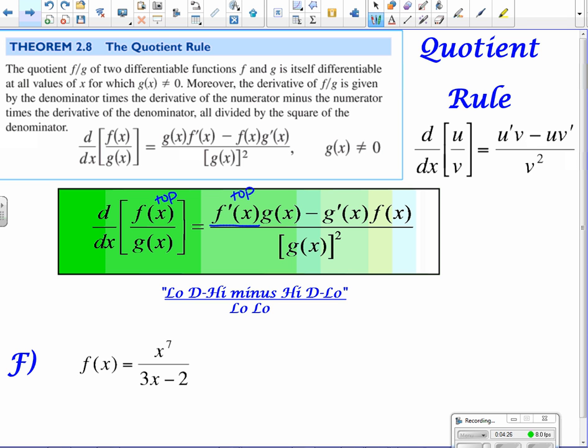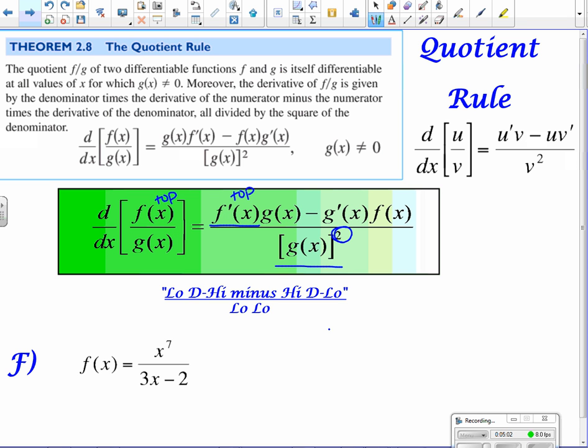fraction, or the top of the fraction, the numerator. And then I multiply it by the denominator. So it's the derivative of the top times the bottom minus derivative of the bottom times the top. All divided by, now look at this bottom here, it's just g of x getting squared. Not g prime of x, it's just g of x. So derivative of the top times the bottom minus derivative of the bottom times the top, all over bottom squared.